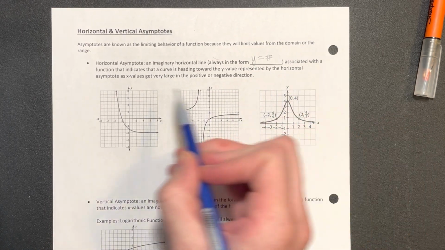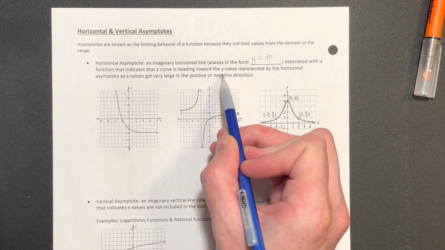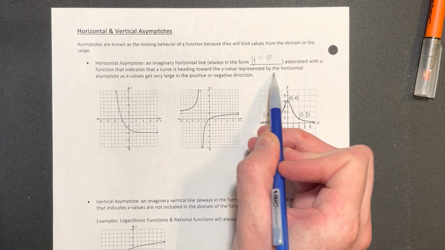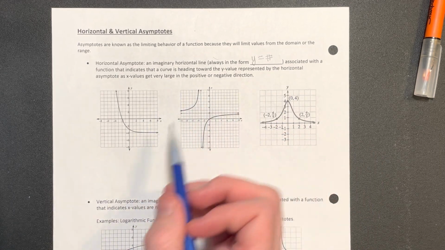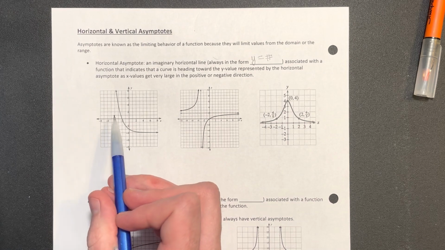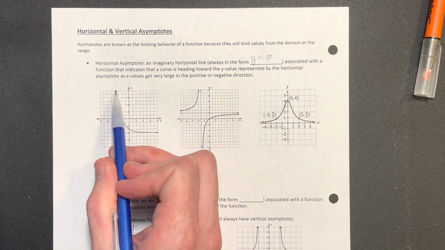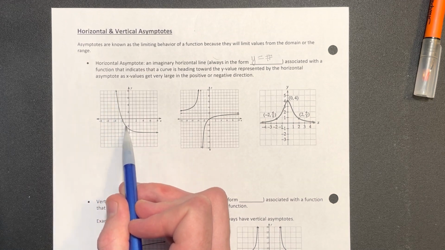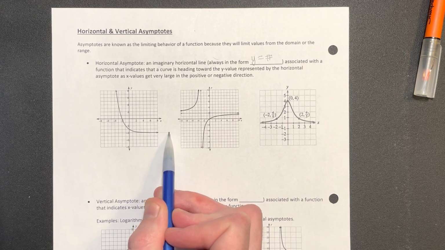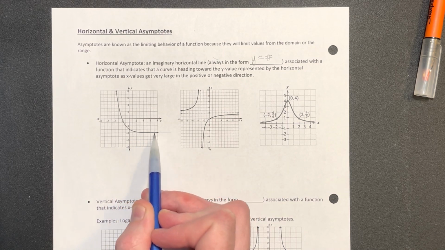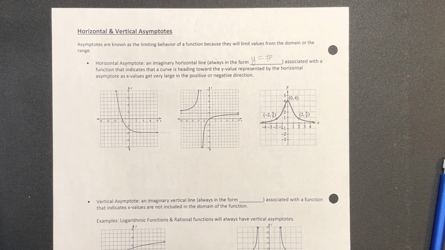And it's associated with the function that indicates that a curve is getting toward or heading towards the y value represented by that asymptote as x gets large in a positive or a negative direction. So what that's just saying is, if we look at this exponential function, the y values are getting smaller, they're decreasing, but when we look as x gets very big, these values are just kind of flattening out. And that flattening out is where that asymptote is.